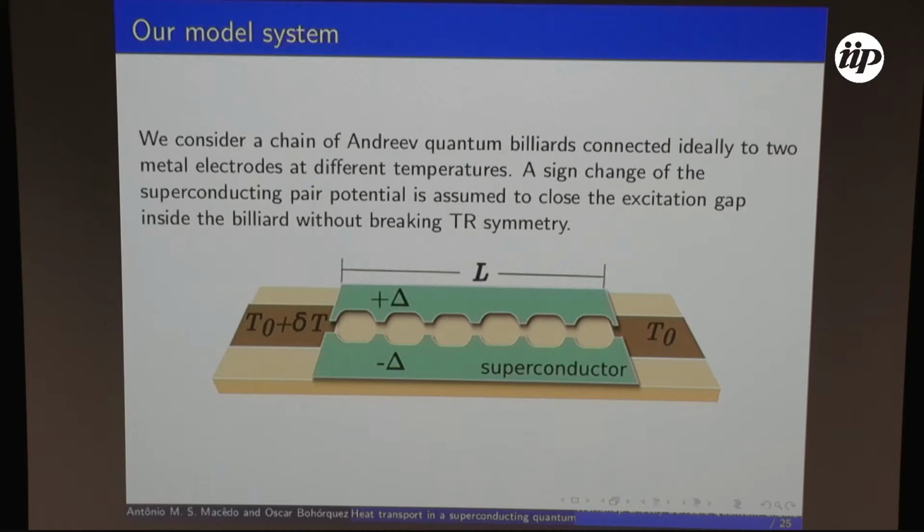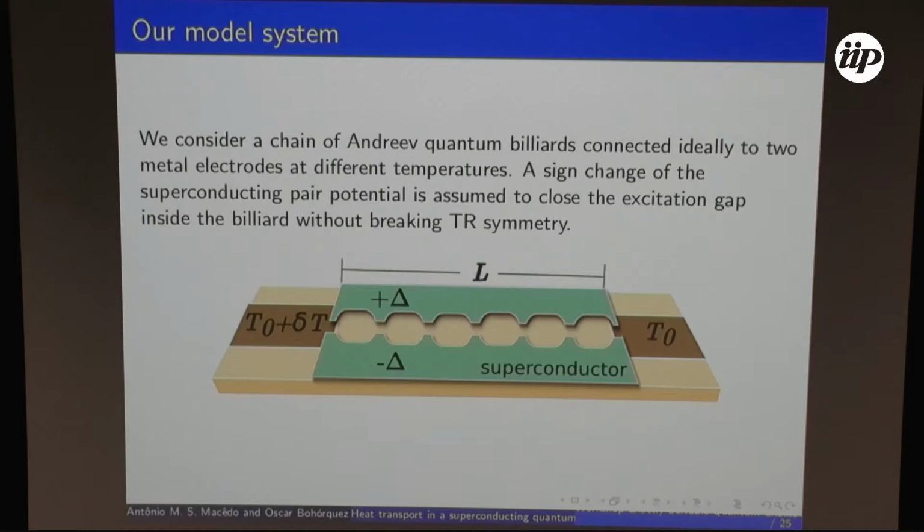The specific problem is a chain of Andreev quantum billiards. Andreev quantum billiards are structures in which superconductivity is induced by the proximity effect. The proximity effect creates a gap in the excitation spectrum, and for single-particle excitations, you need to close this gap.